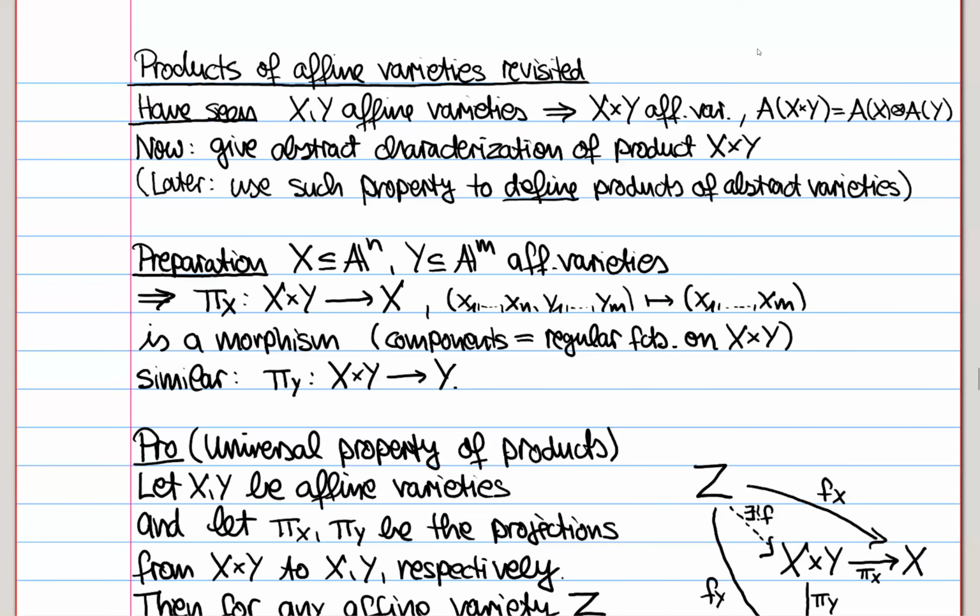In this short video, I want to revisit the products of affine varieties that we have seen before. If X and Y are affine, then their product is again an affine variety, and the coordinate ring of X cross Y is given by the tensor product of the coordinate rings of X and Y. Now we want to give an abstract characterization of this product X cross Y, and we later use a similar abstract characterization to define products of more general varieties.